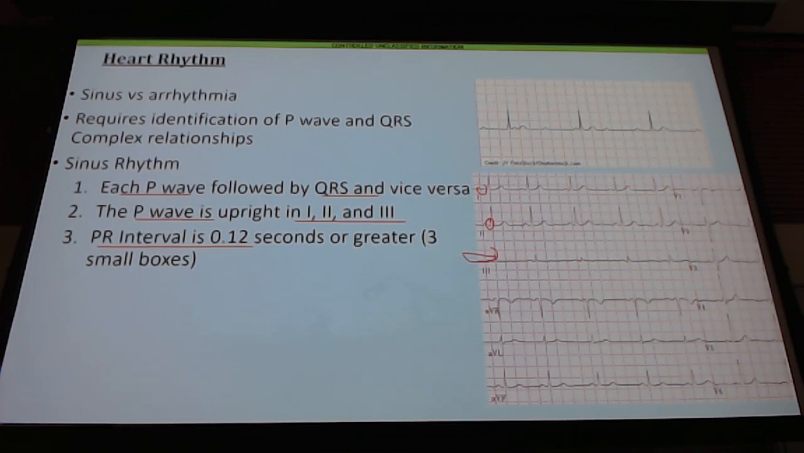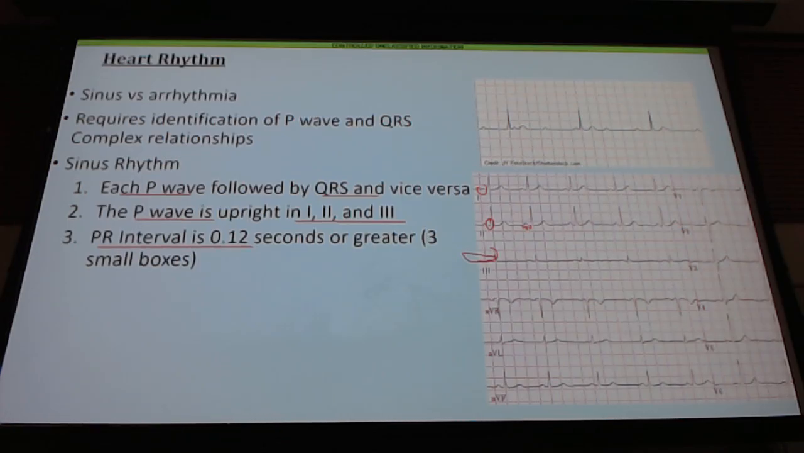So here's the start of our P wave. Here's 1 small box, another small box, another small box, another small box. So it's 1, 2, 3, 4 millimeters in length. So we're greater than those 3 small boxes. So that PR interval is good. So this would be a sinus EKG.